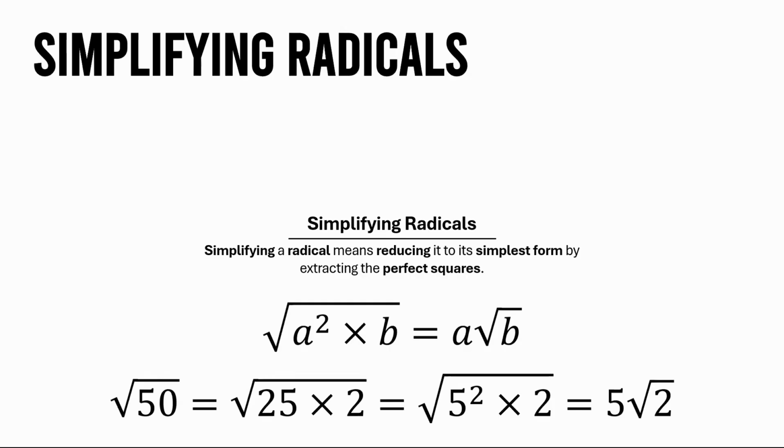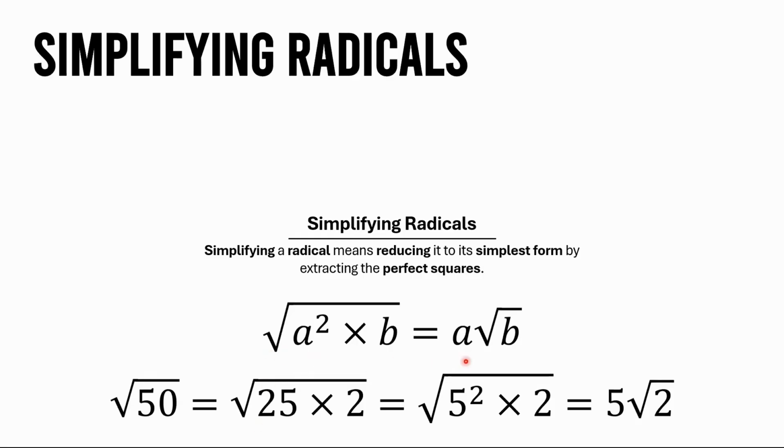Here we have the square root of 50. 50 can be rewritten as 25 times 2. The 25 is equal to 5 to the second power. So we can write the square root of 50 as the square root of 5 to the second power times 2. Through the property of the roots, we can take the 5 out of the radical sign by eliminating the exponent, 2. We then rewrite the square root of 50 as 5 times the square root of 2.